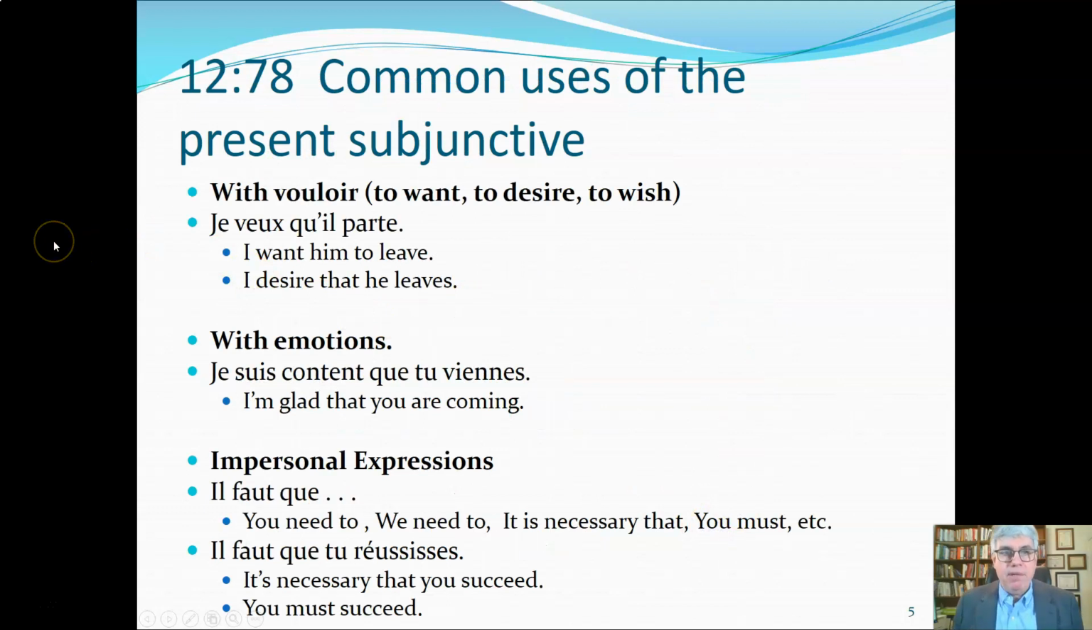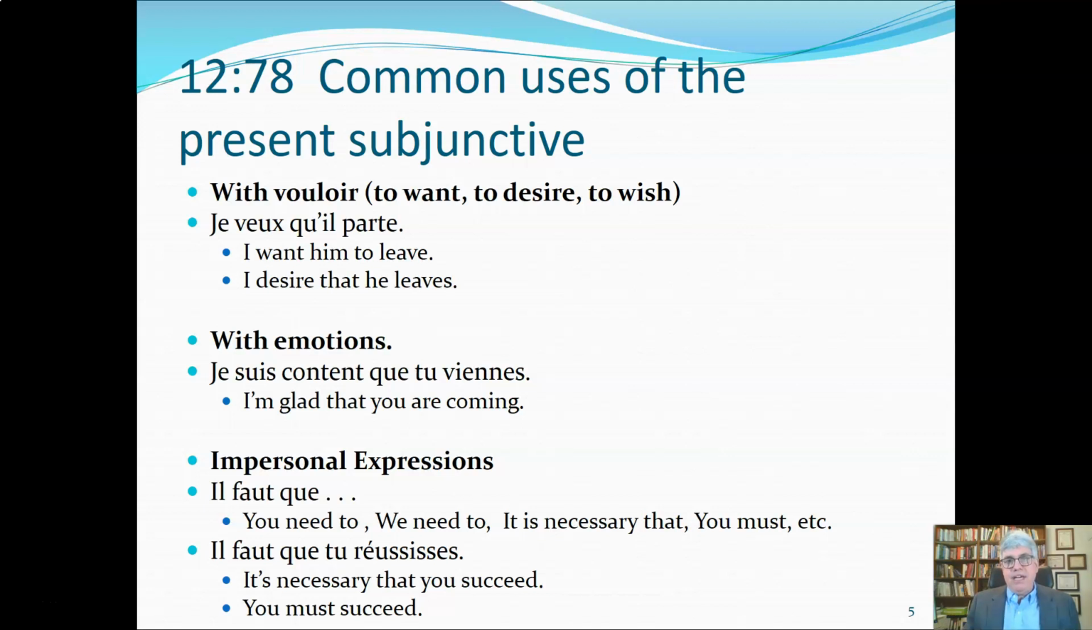Now, here are some common uses of the present subjunctive, the times when you're likely to see it. One is with the verb vouloir, which means to want, to desire, or to wish. So this is a real general verb that's used quite often. It's also one of what I call the crazy V verbs. There's an awful lot of irregular V verbs that have stems that change all over the place.